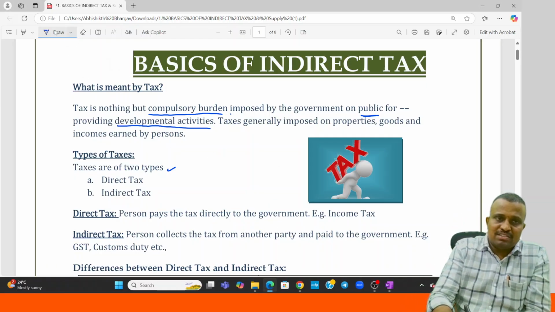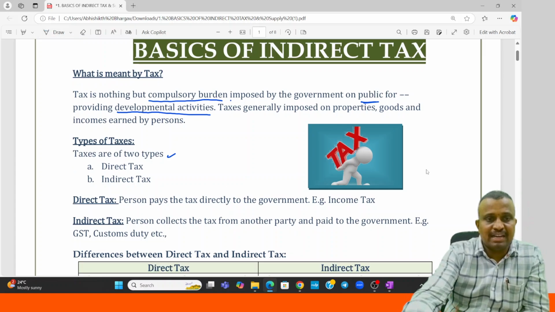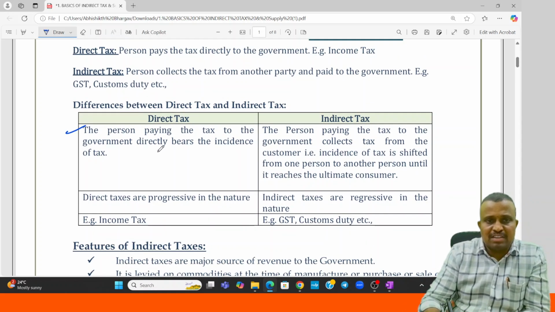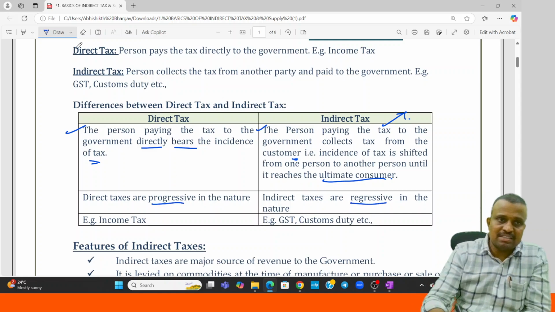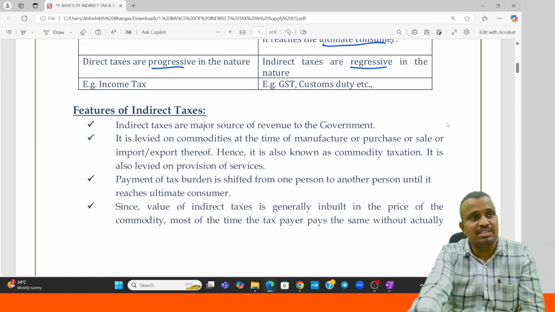So, there are two types of taxes as we discussed. One is the direct tax, and another one is indirect tax. In case of direct tax, the person paying the tax to the government directly bears the incidence of the tax also. But in case of indirect tax, the person paying the tax to the government collects the tax from the customer. And incidence of the tax is shifted from one person to another person until it reaches the ultimate consumer. Here, the tax burden is shifted. The direct taxes are progressive in nature, but indirect taxes are regressive in nature. And the best example is income tax, and here the GST and custom duty.